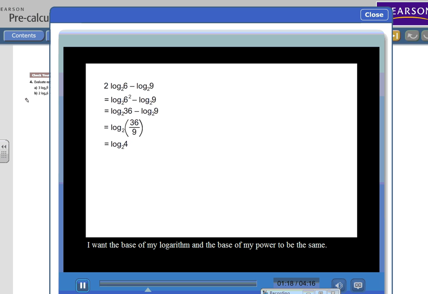I want the base of my logarithm and the base of my power to be the same. I can write 4 as 2 squared. Since the base of the logarithm and the base of the power are the same, I know that the answer is 2. So, 2 log base 2 of 6 minus log base 2 of 9 equals 2.